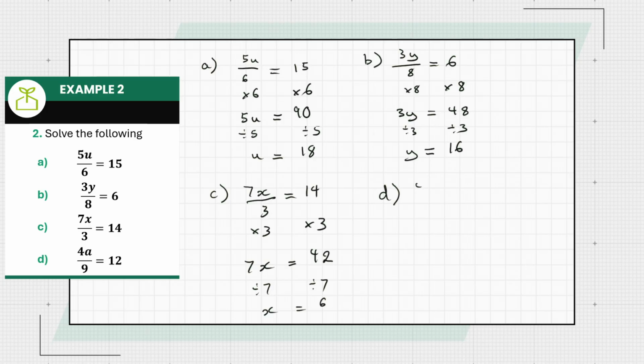For D, we have 4a over 9 is equal to 12. So let's times both sides by 9. 4a is equal to 108. That means a is going to be equal to, dividing both sides by 4, and that just equals 27.